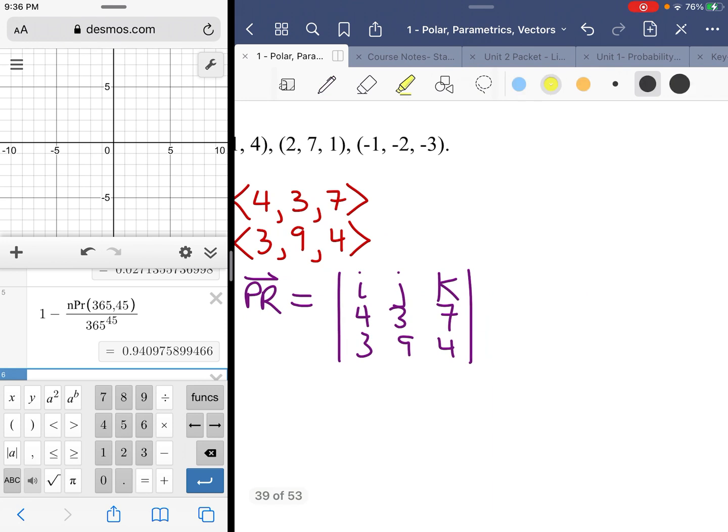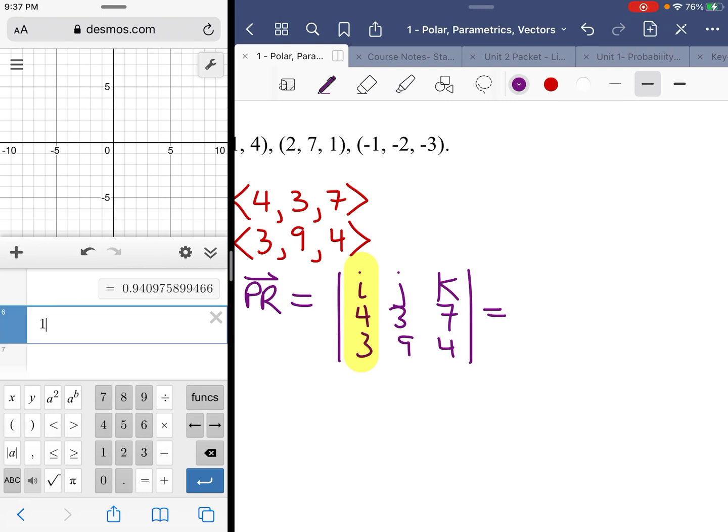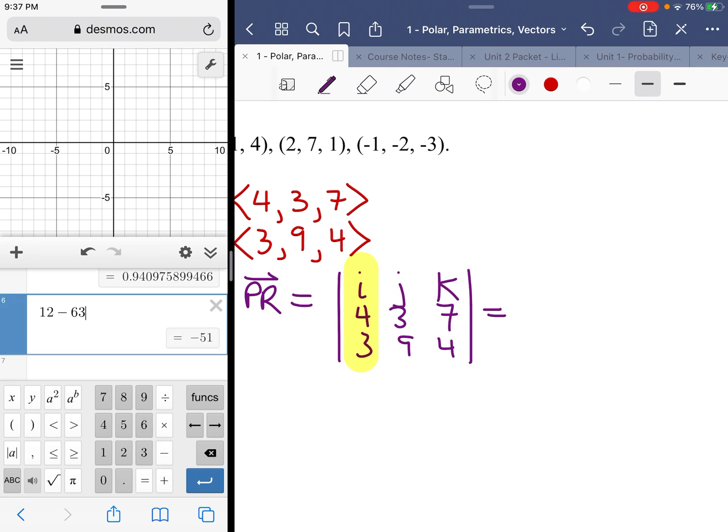So for the i, I'm ignoring the i. I'll highlight the thing that I'm ignoring, which seems kind of counterintuitive. But 3 times 4 is 12. 9 times 7 is 63. So 12 minus 63 is -51. So -51i.